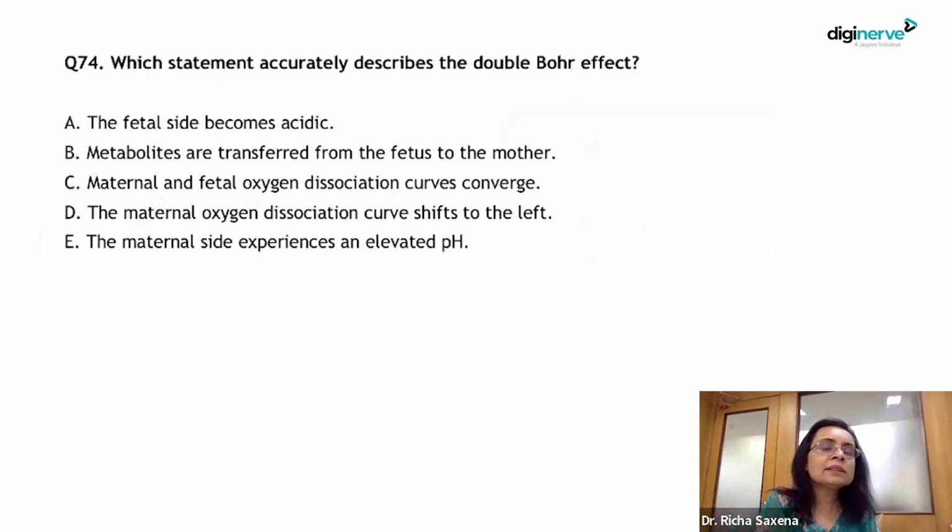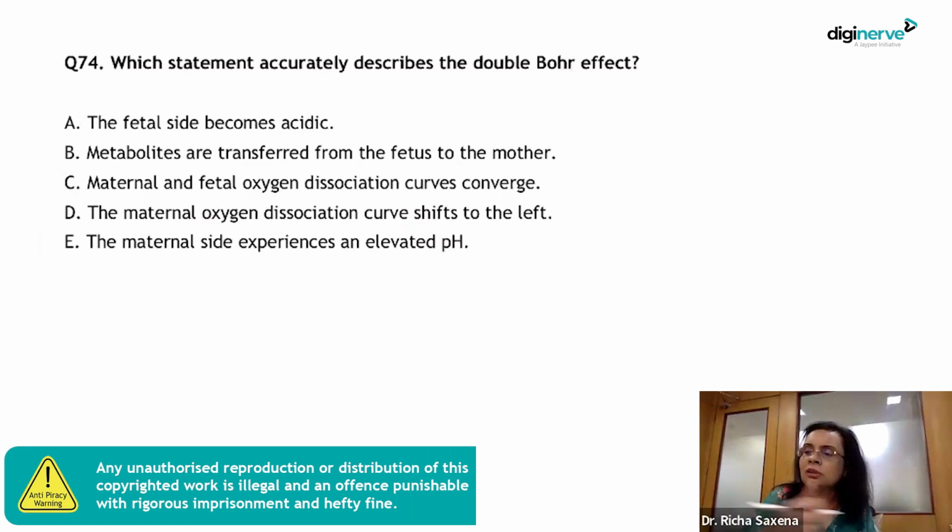what do you think is the answer? The fetal side becomes acidic, no. Metabolites are transferred from the fetus to the mother. Yes, oxygen is transferred from the mother to the fetus, and the metabolites such as carbon dioxide and hydrogen ions and other products of metabolism are transferred from the fetus back to the mother.